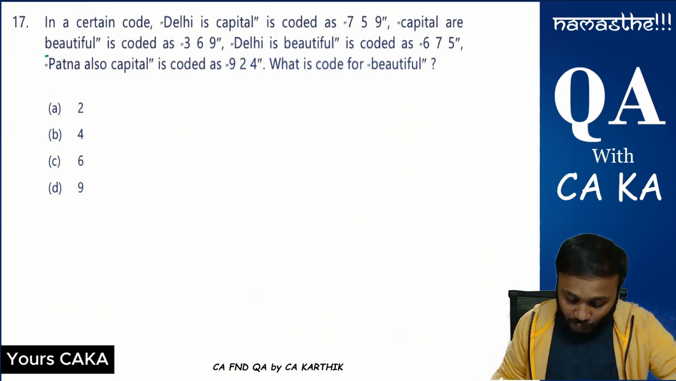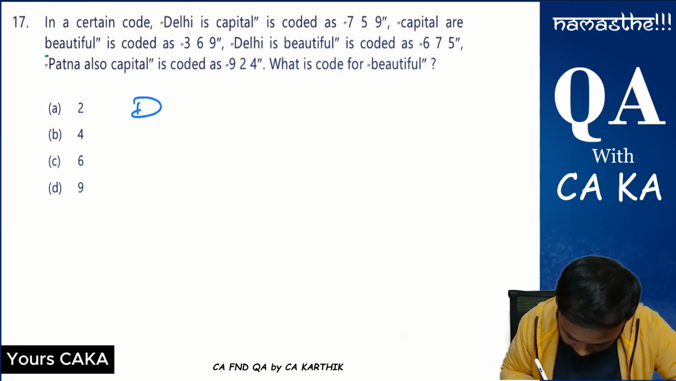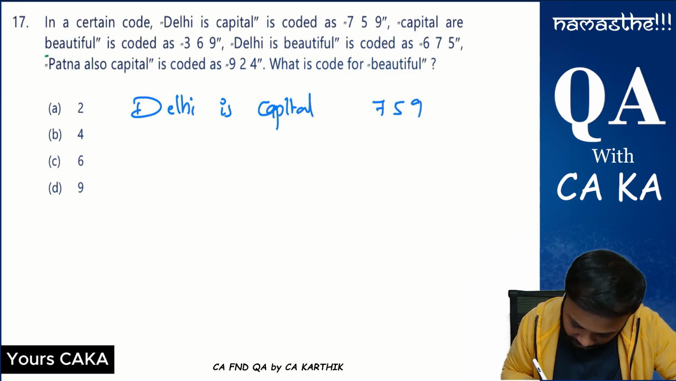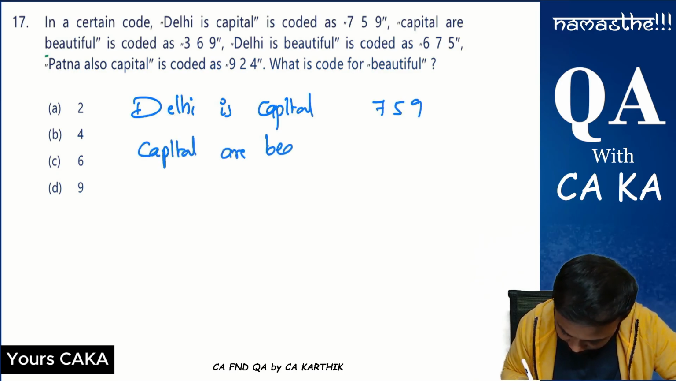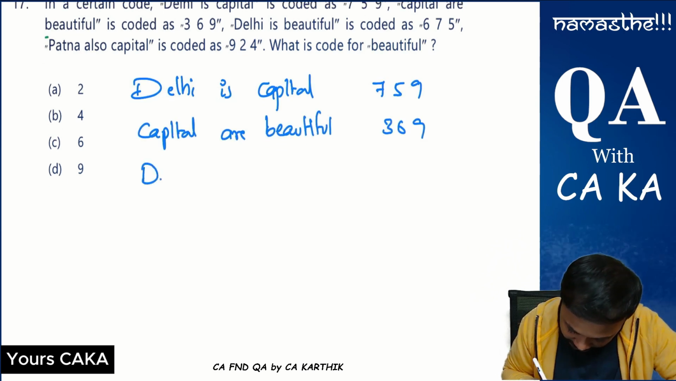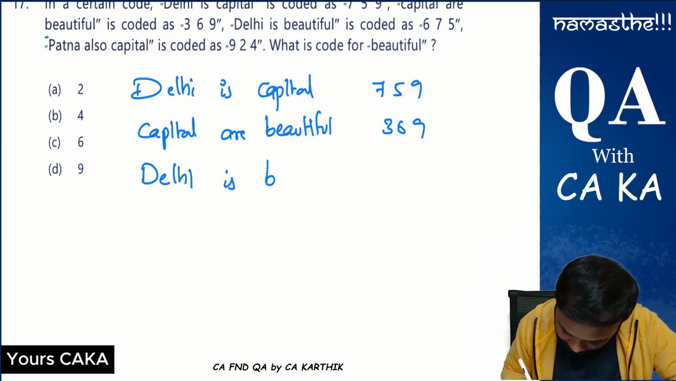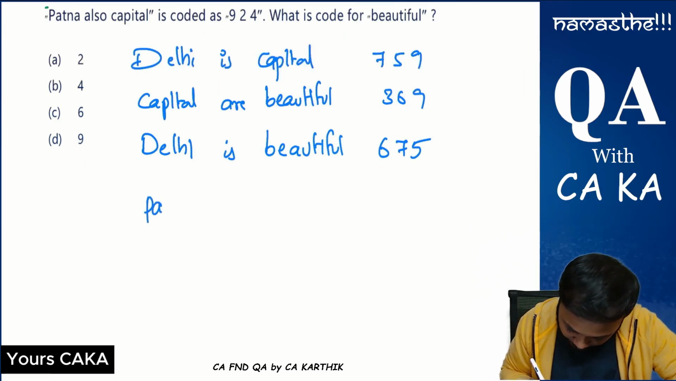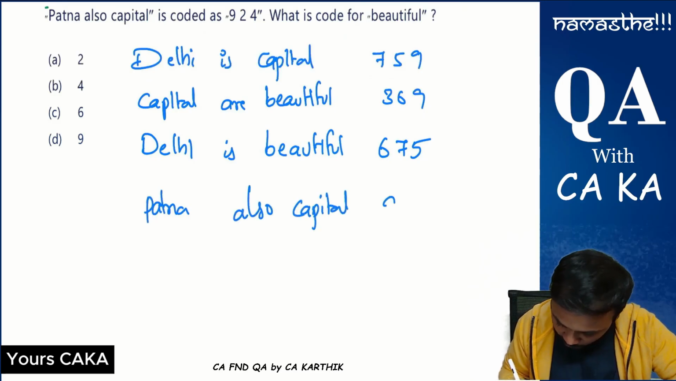17th question. In a certain code, Delhi is capital, which is 759. Capital are beautiful, 369. Again, they mentioned Delhi is beautiful, which is regarded as 675. Again, Patna also capital. Okay, they have given four statements with the code.